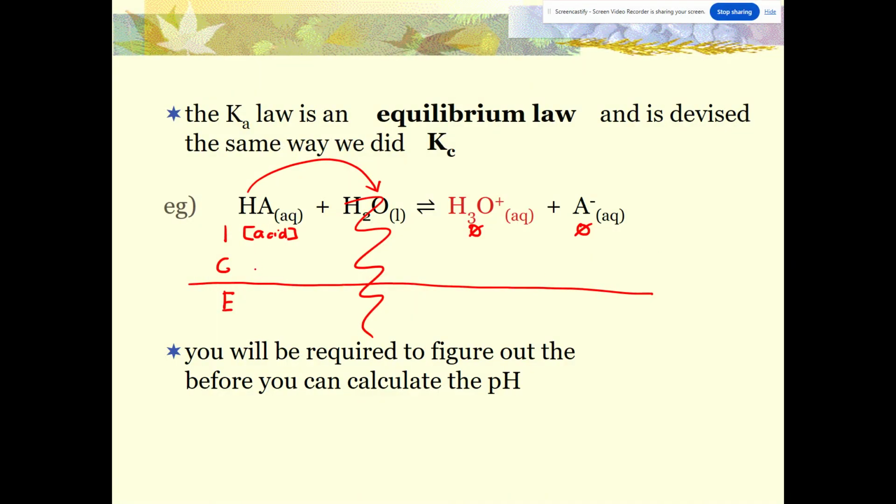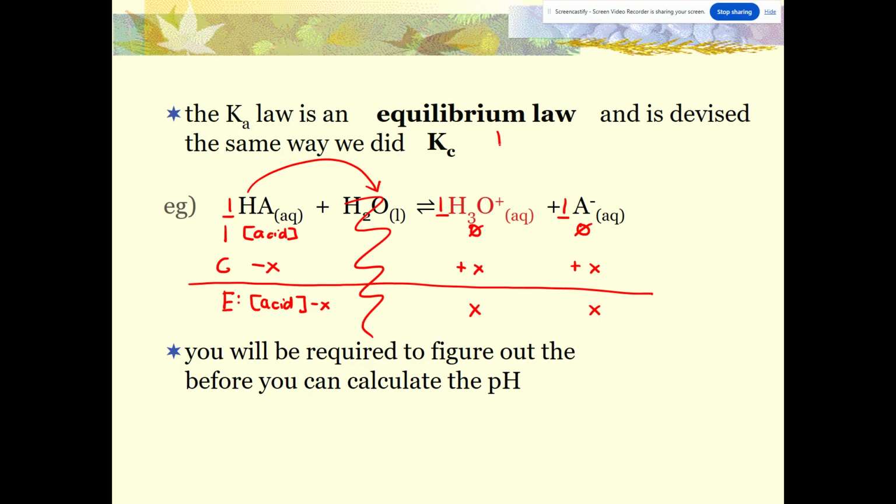So the acid is going to go down by 1x, and the products are both going to go up by 1x because they have a balancing coefficient of 1. The number of x changes that it goes through is based on its balancing coefficient. So at equilibrium, I'll have my acid concentration minus x, and my two products will both be x.